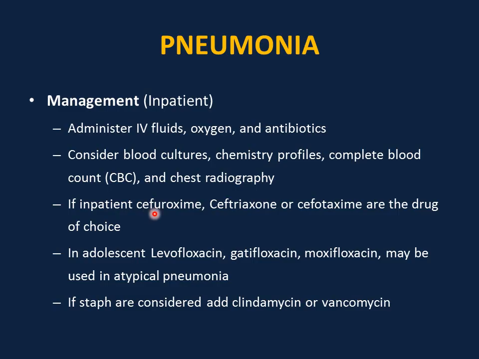If inpatient, the antibiotic recommended is cefuroxime, a second generation cephalosporin, or a third generation cephalosporin, ceftriaxone or cefotaxime. In adolescents, levofloxacin, gatifloxacin, or moxifloxacin may be used in cases of atypical pneumonia. If staph is considered, consider vancomycin or clindamycin.